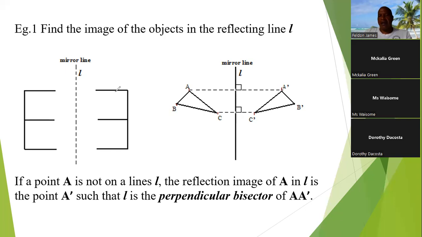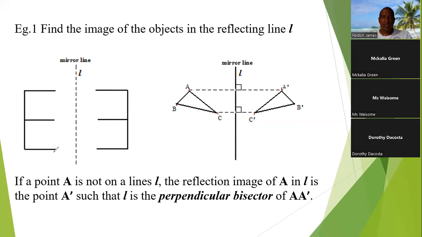Yes, sir. All right, sometimes in exams, students cheat when they're asked to do a reflection and find the image. One of the things some students will do is draw the points of the pre-image on the graph paper, then fold it along the mirror line and use the point of the pencil to find where the image is. You understand what I'm saying?